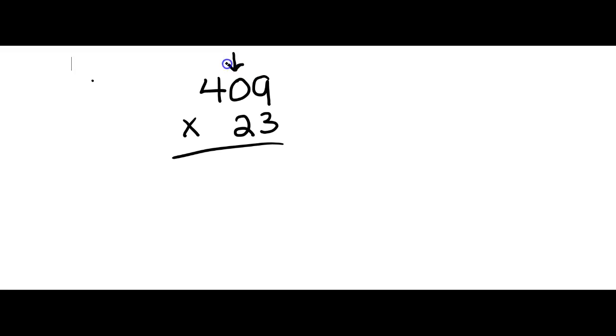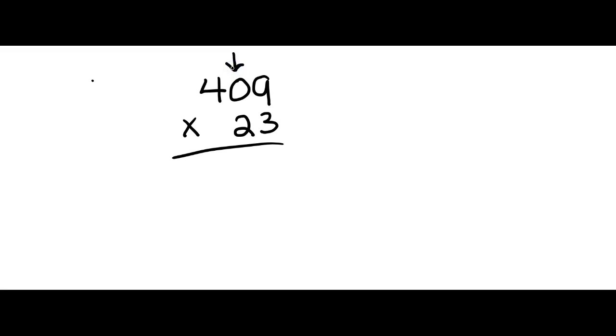Friends, today we are going to be talking about multiplying across zeros. Now, I know that sounds really fancy, but basically what it means is how am I going to multiply when I have a zero in one of the numbers that I'm multiplying. So for instance, in the number 409 times 23, I see that I have a zero right here. It's called multiplying across zeros.